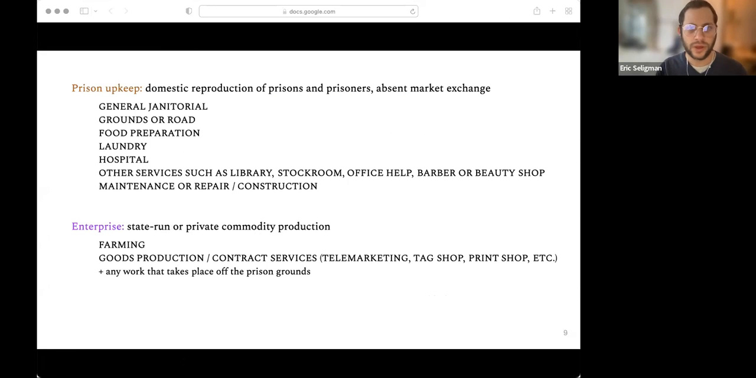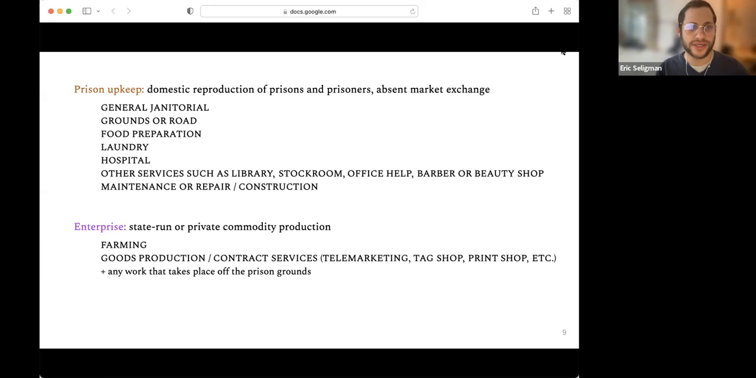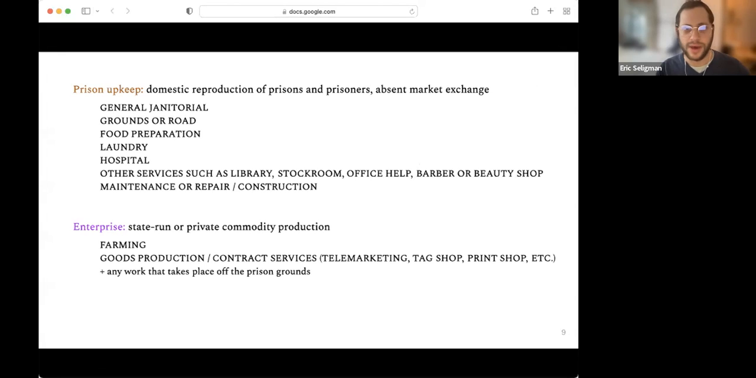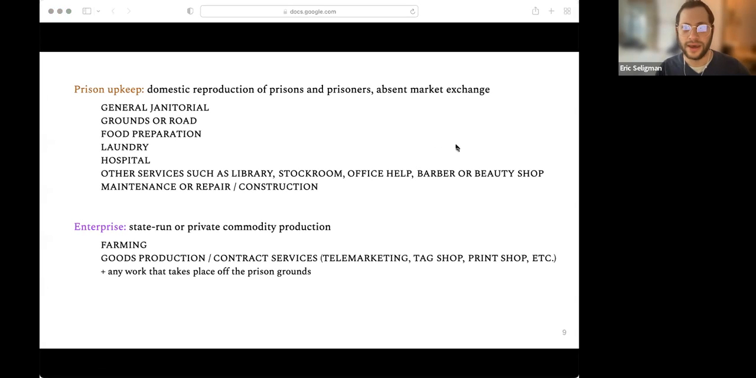So we mean to organize our labor categories to primarily consider the different economic contexts, so sources of demand, regulatory environments, et cetera, that determine the extent and content of the work assignments. So with this as our rubric, we use these two categories. There is prison upkeep, which is the domestic reproduction of prisons and prisoners, absent market exchange, and enterprise, which we define as state-run or private commodity production. And you can see on the slide how we map those categories onto the SPI options.